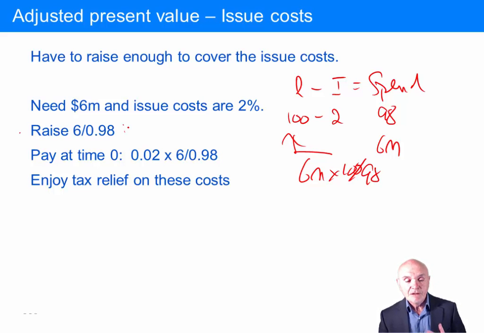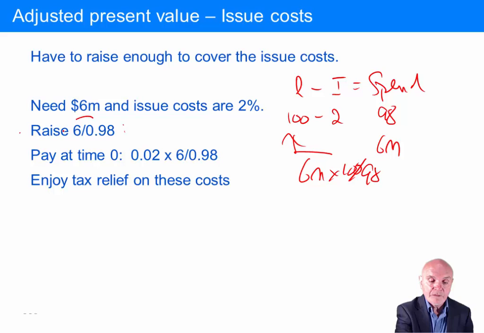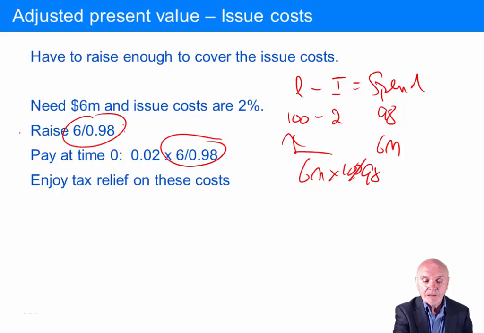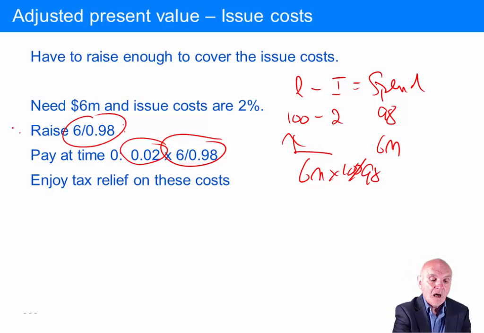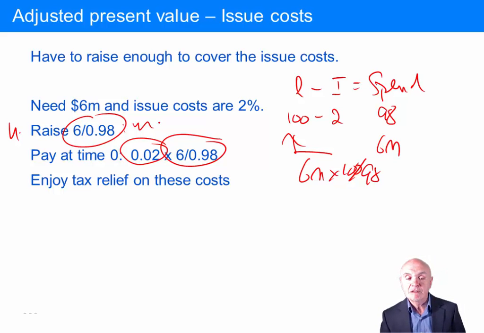What we do is we pay away 2% of that at time 0. So whatever we raise, the issue costs are going to be 2% of what we raise. So we've raised this here, and immediately at time 0, usually the issue costs are paid right up front, paid now here. And then thereafter we're going to enjoy tax relief on the interest on the amount which is going to be raised.